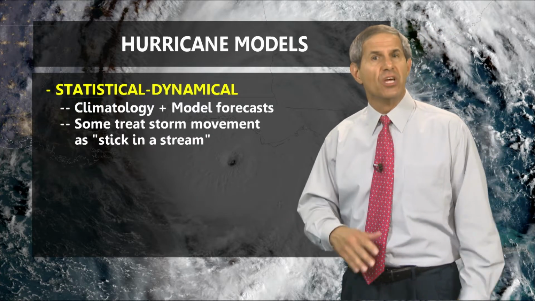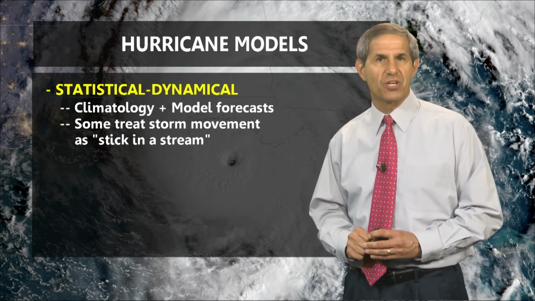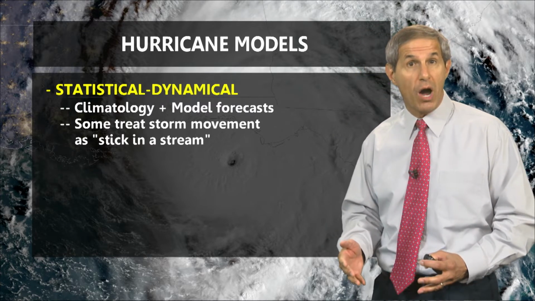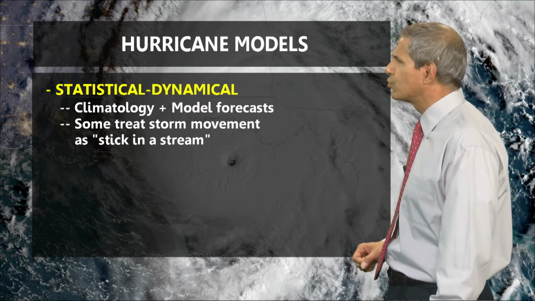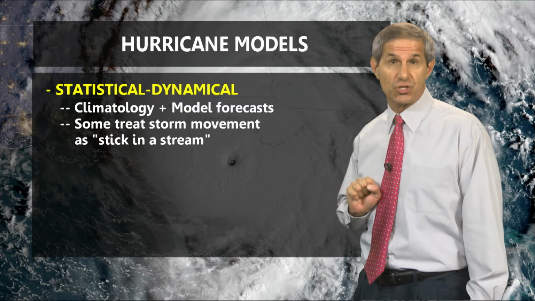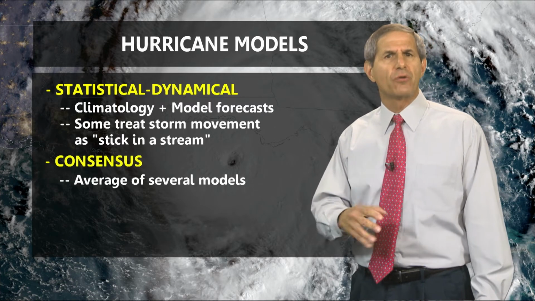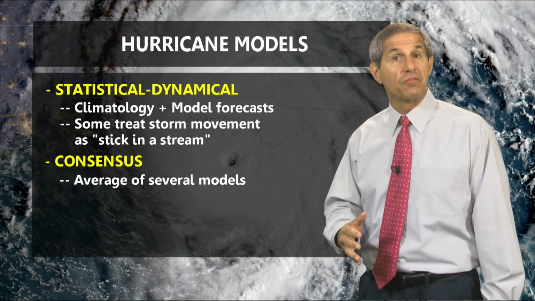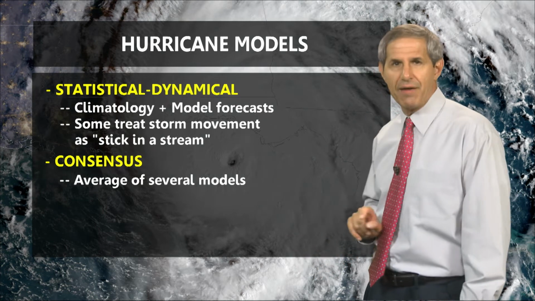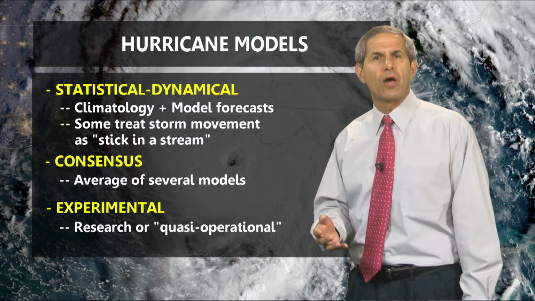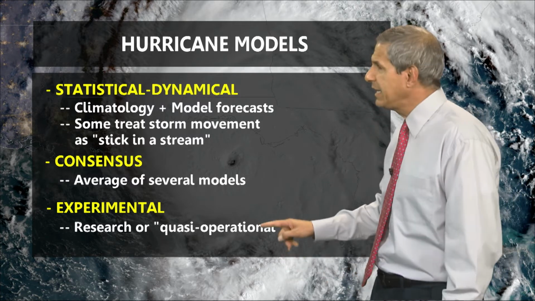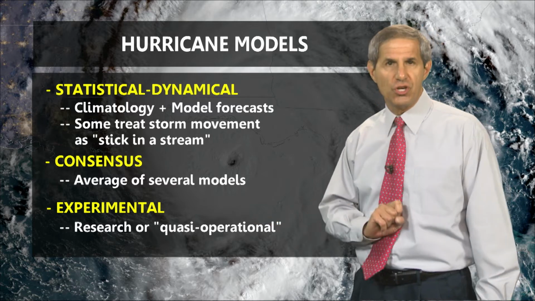Then there are hybrids. Statistical dynamical models combine historical relationships with forecasts from the dynamical models. Could be simply just moving a storm along using the model's upper level winds like a stick in a stream. Consensus models combine forecasts from different models, sometimes a simple average, other times a weighted average. And experimental models are literally still in development. A model created here at Penn State is part of this group this year.